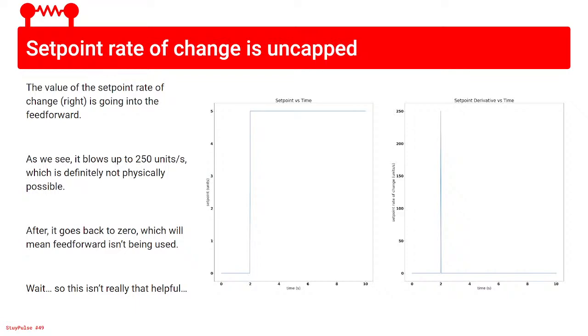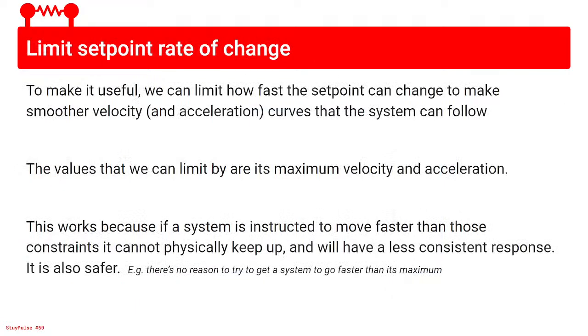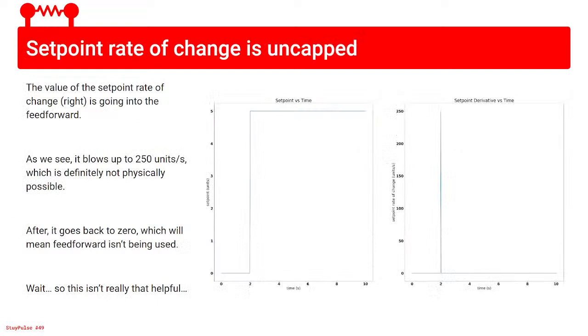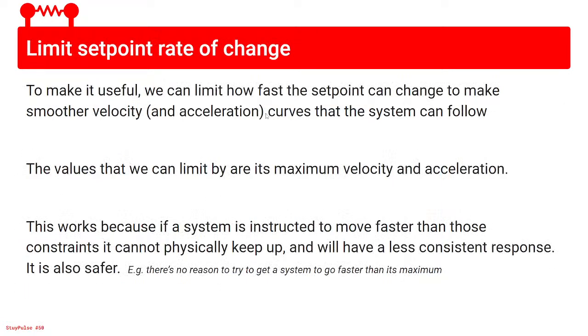But you can definitely make it useful with a little bit of planning. What you would want to do is limit the rate of change in the set point. It's not physically possible for your system to go from 0 units to 5 units instantaneously anyway. And because it's not physically possible, you can just limit how fast you can change the set point. What you'll end up with is a smoother velocity curve, and because your velocity curve is much smoother, you'll also end up with a sensible acceleration curve. And then you can use the rates of change in feed forward.